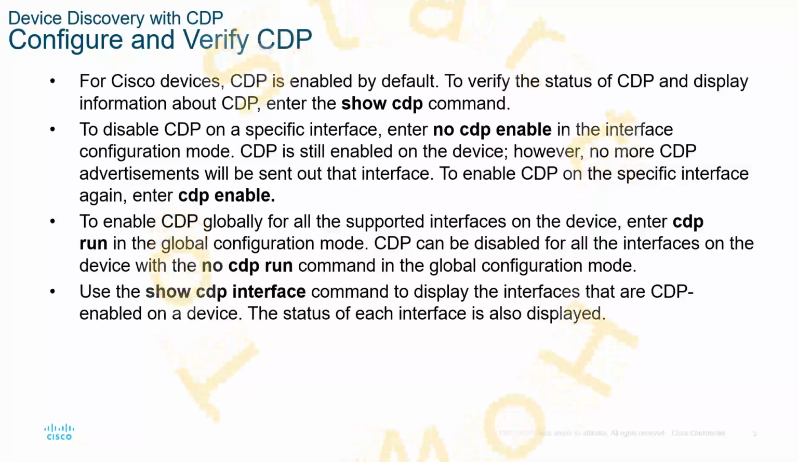For Cisco devices, CDP is enabled by default because it's a Cisco device. How we can verify is show cdp. The interesting part is to turn it off per interface. We could do a no cdp enable in the interface configuration mode. So let's say we want to get rid of it underneath gig 0/1. Navigate to the interface, disable it. And if you want to disable CDP in general, we would do a no cdp run at the global configuration, and that would be the disable portion of it.